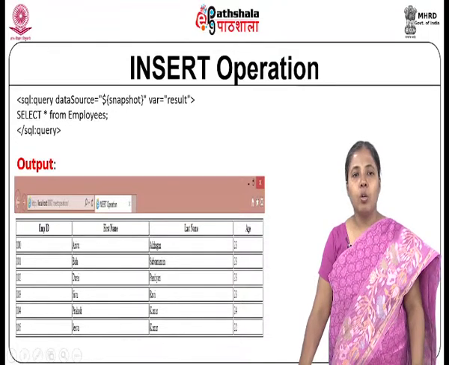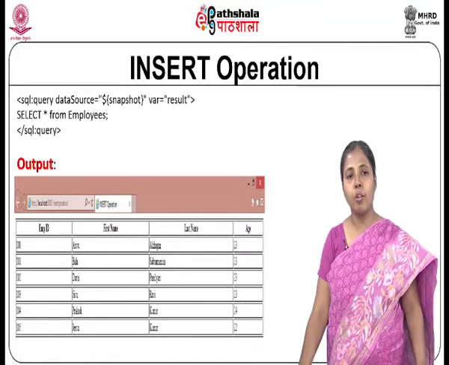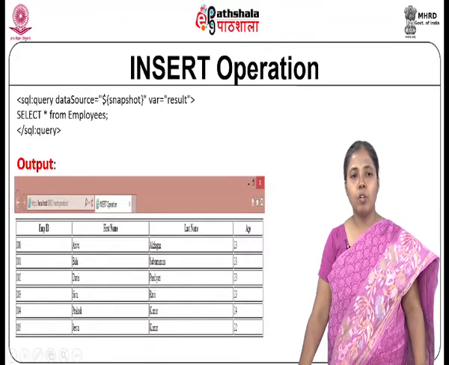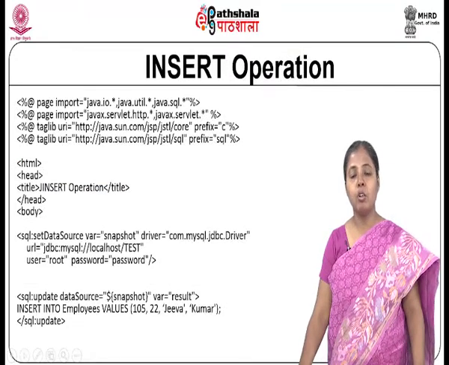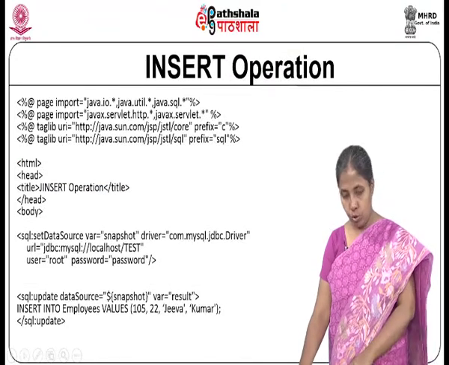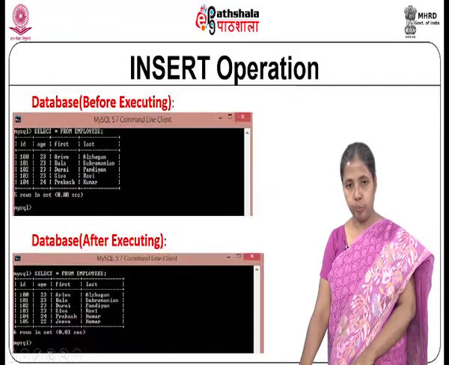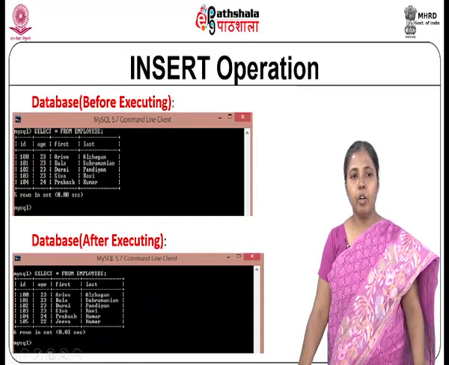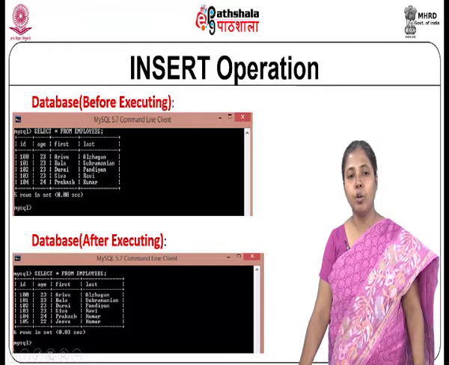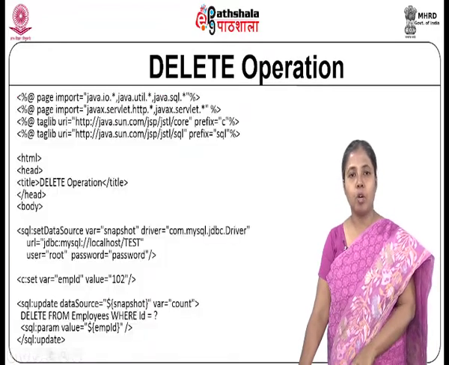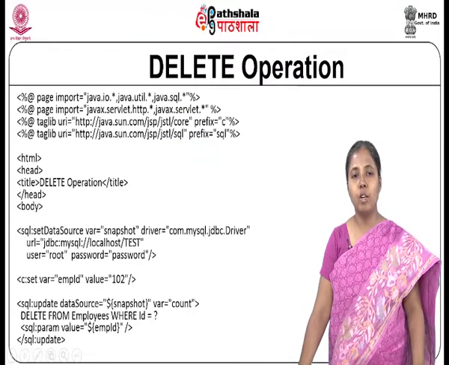Now you use the data source, because it is already imported, and then you insert. You can see that the new data gets inserted into the database. We want to insert 10522 Jiva Kumar, which would be inserted as a new record into the table. Before inserting, you had 5 records, and after inserting you have 6 records in your table. And this is a delete operation you do with the JSP page.